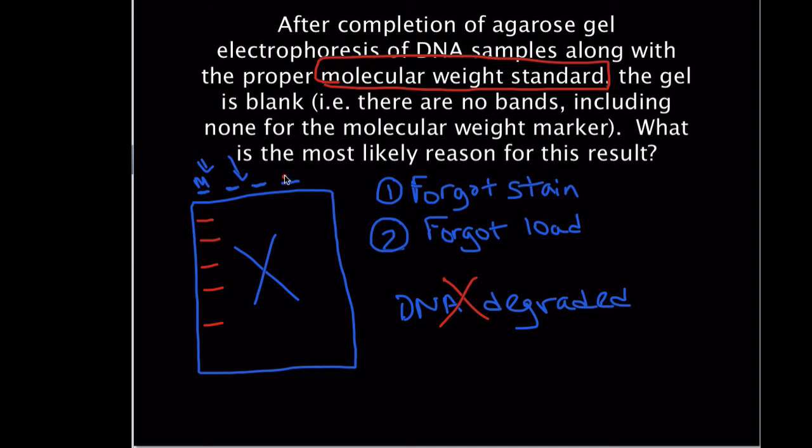Also, if you have DNA in a lane and it's degraded, usually you're going to get a smear of degraded DNA. You'll usually see something. It just doesn't show up as nice crisp bands. So the reason that you would get absolutely no bands at all, including no molecular weight marker, is you forgot the ethidium bromide or you forgot to load your samples into your gel.